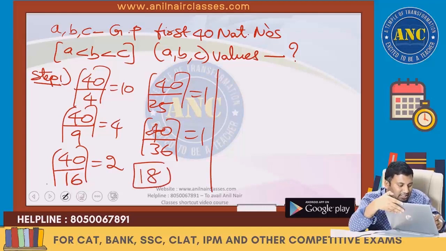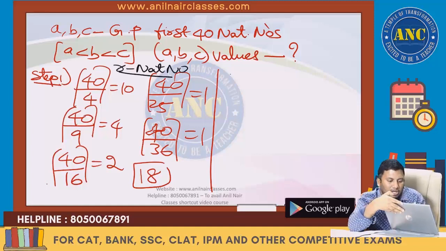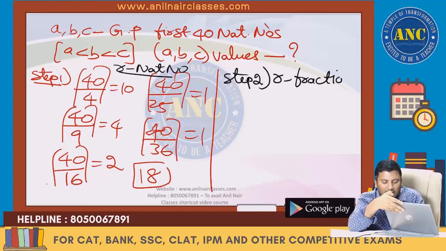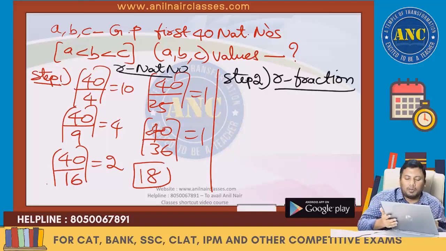What is this case? Case 1 is where R is a natural number. Step 2. R is a fraction. What is R? R is a common ratio. A, B, C are in GP.